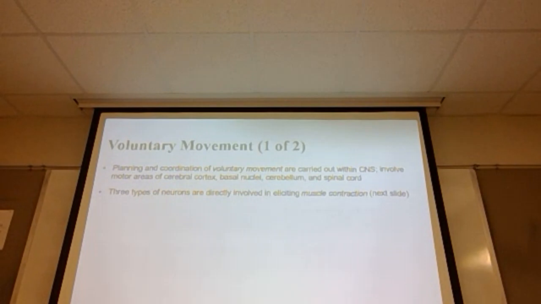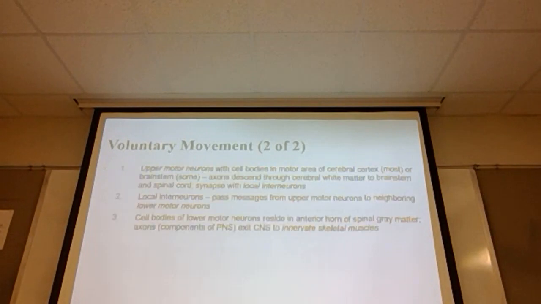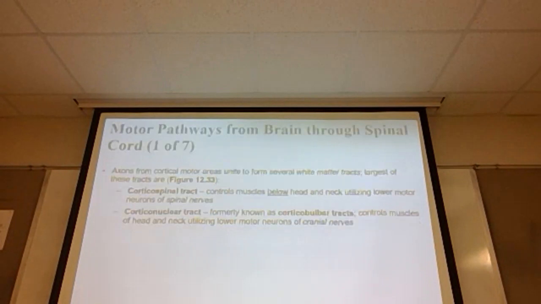Three types of neurons are directly involved in eliciting muscle contractions. Those are the upper motor neurons, that along with cell bodies in the motor area of the cerebral cortex or the brainstem. These axons descend through the white matter to the brainstem, to the spinal cord, where they synapse with local interneurons. The local interneurons pass the messages from the upper motor neurons to the neighboring lower motor neurons. The cell bodies of the lower motor neurons reside in the anterior horn of the spinal gray matter. The axons then exit the central nervous system to innervate the skeletal muscles.